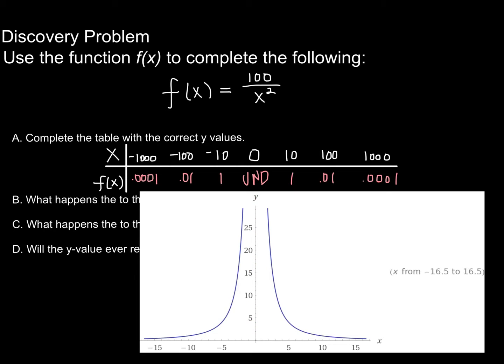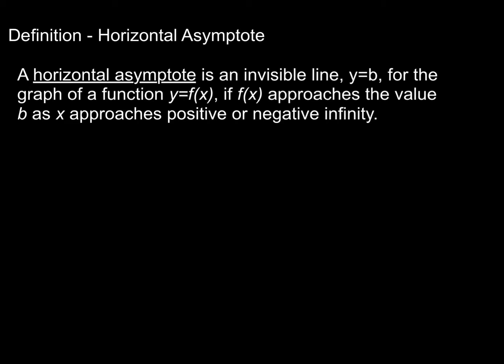Just as the vertical asymptote runs vertically, the horizontal asymptote dictates what happens as x moves farther to the right and as it moves farther to the left, and of course is a horizontal invisible line. Let's go ahead and define that now. So the definition of a horizontal asymptote is an invisible line y equals whatever that value is, and we'll use b here, y equals b, for the graph of a function y equals f of x, if f of x approaches the value b as x approaches positive or negative infinity.